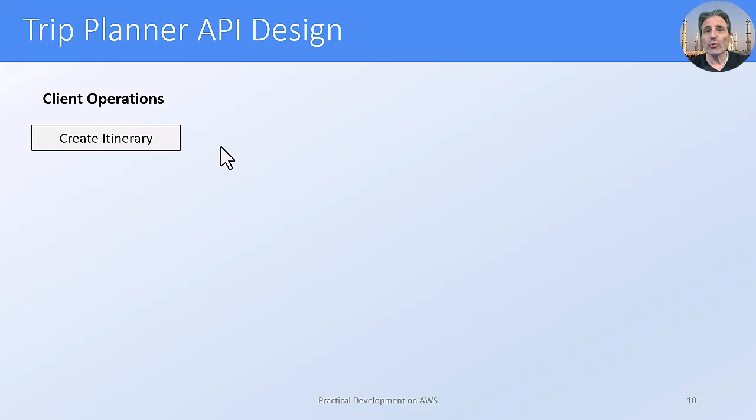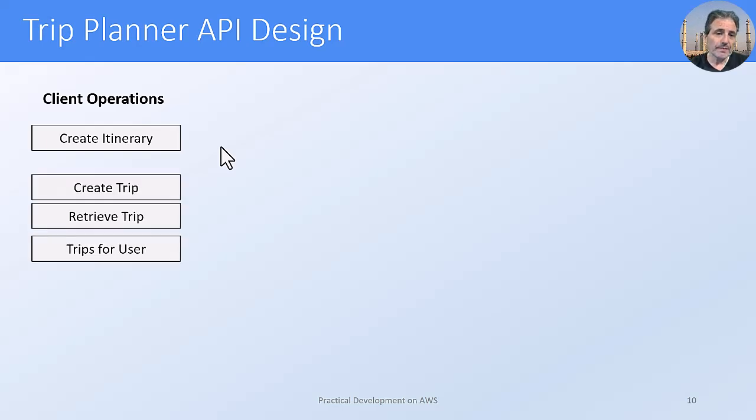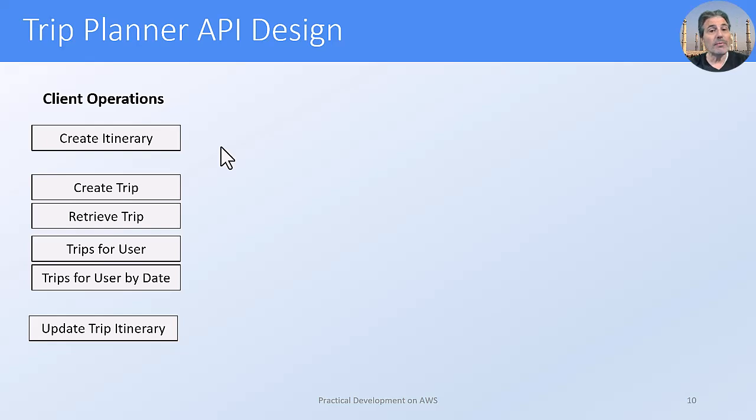So I need to be able to create itineraries. I need to be able to create and retrieve trips. I need to be able to search for trips by user and date. And I need to be able to put an itinerary on an existing trip.